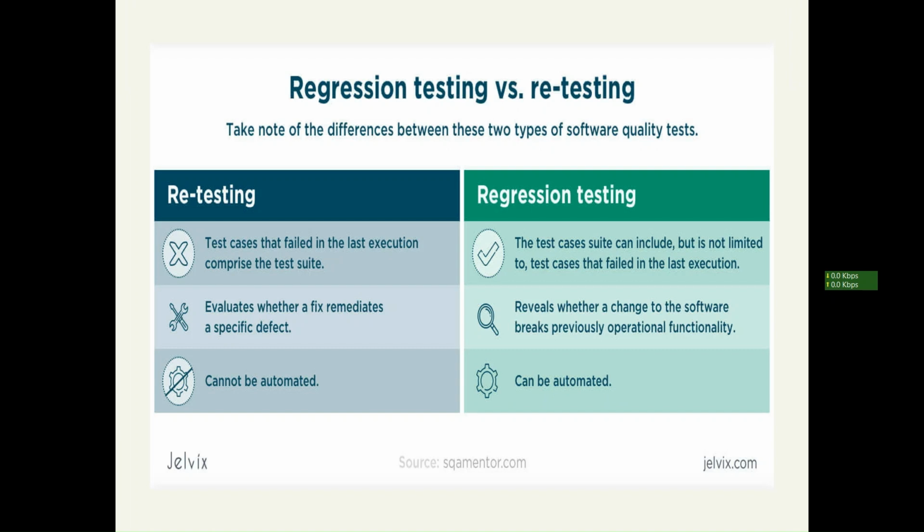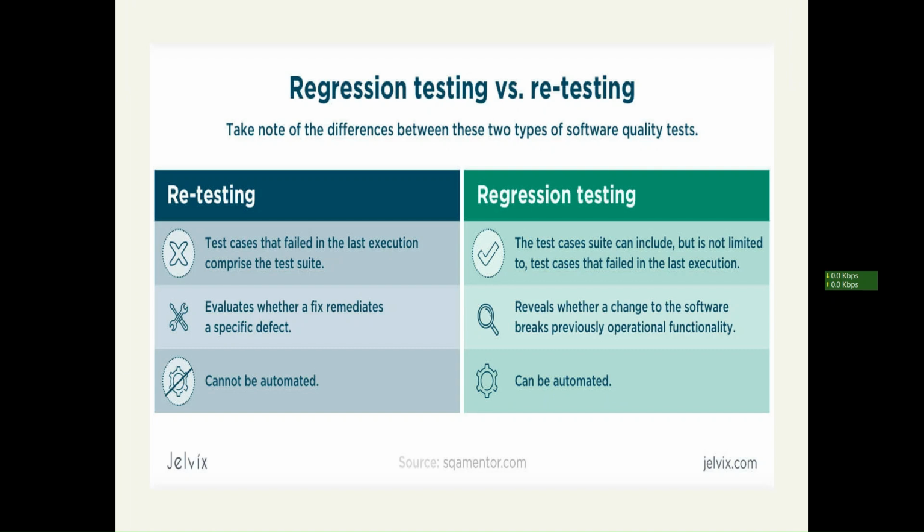Next one is retesting and regression testing. The word re means testing again. It is otherwise called confirmation testing or verification testing. After a bug has been fixed, testing only the fix is called retesting. Testing the fix plus the other functionalities is called regression testing.